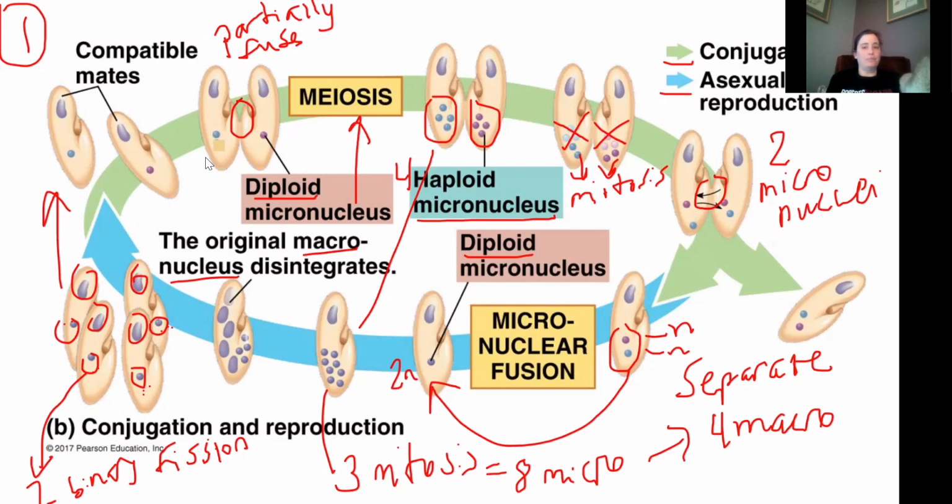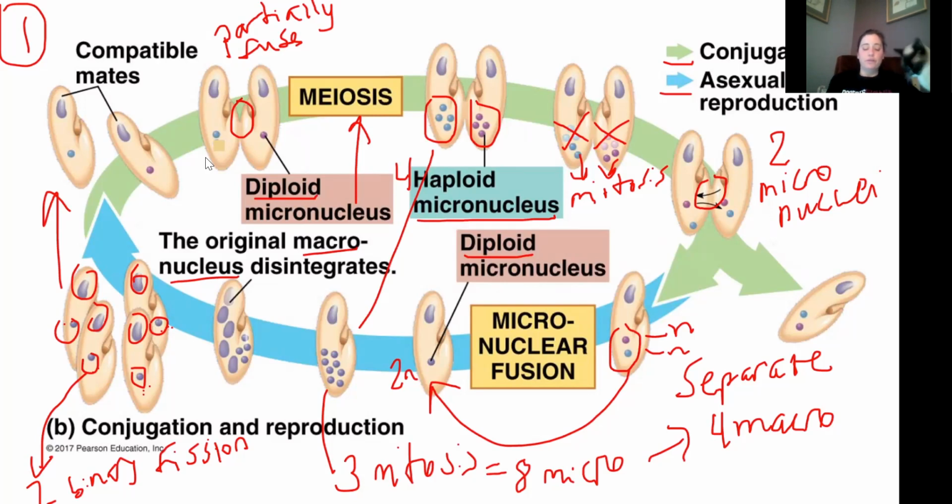So we have compatible mates. The compatible mates partly fuse. The diploid micronucleus undergoes meiosis. Then there are 4 haploid micronuclei. 3 of them disappear. The remaining one goes through mitosis, so now there's 2. Then they exchange them in conjugation. I'm pointing to this again. You can't see it. Then they separate, and we're only following this one.